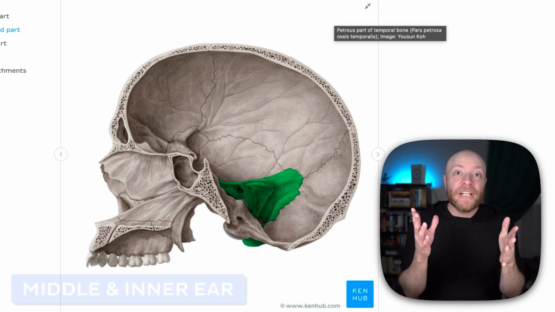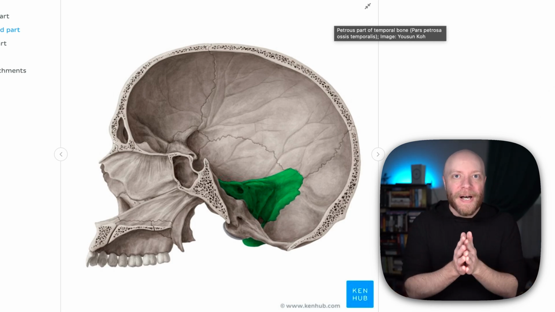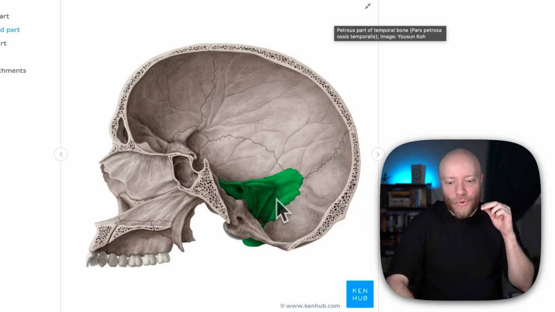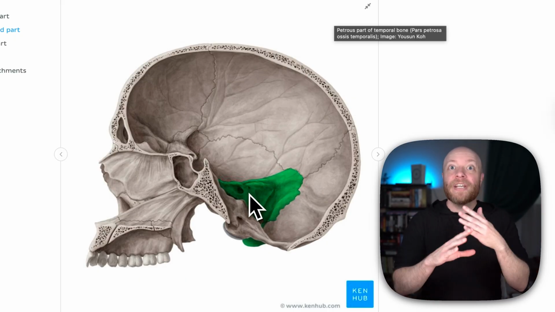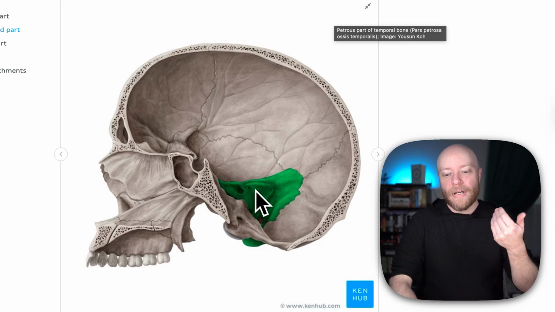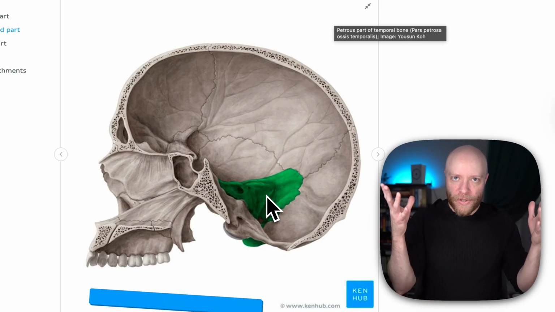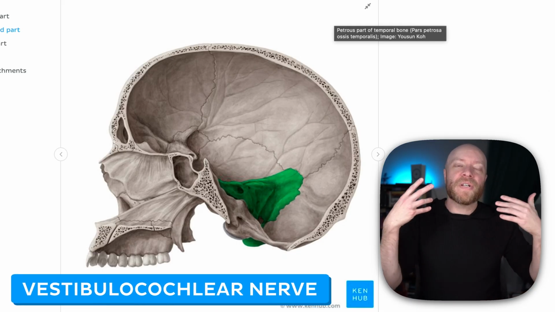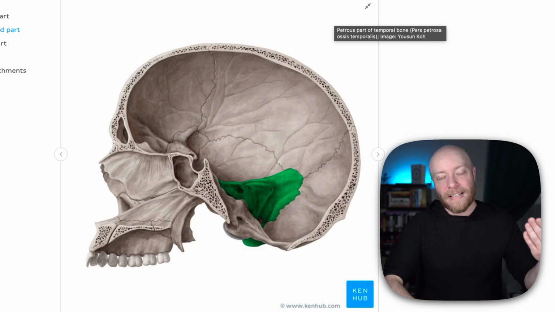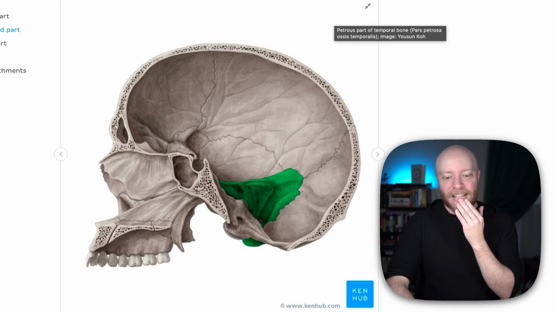But inside of the petrous part, this is where you're going to find the middle and inner ears, right? So the middle ear has the smallest bones of the entire body that are going to help direct sound towards the inner ear, which is going to have balance as well as hearing. And then coming out of the temporal bone, that's where you're going to have the vestibulocochlear nerve, which is going to go to the brain. And then that is going to help us hear and process balancing inside of the central nervous system.